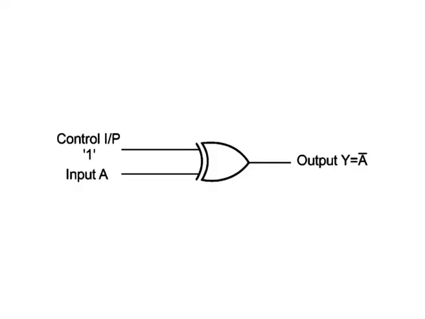A 1-bit controlled inverter is nothing but a 2-input XOR gate with one of its inputs treated as a control input as shown in figure. When the control input is low, the input bit is passed as such to the output. When the control input is high, the input bit gets complemented at the output.